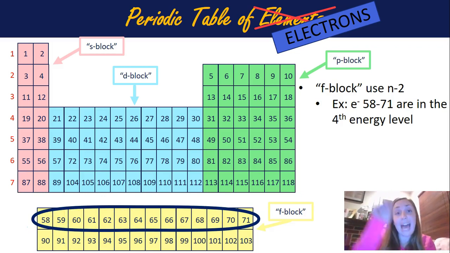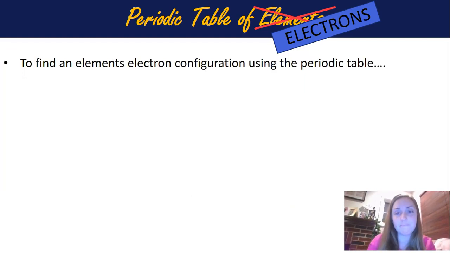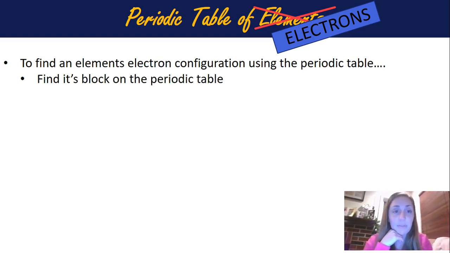Now, when we did those diagonal patterns, you'll notice the filling pattern will match that. It's just using the periodic table to read instead of making those annoying diagonal lines every time and drawing that chart all the time. You can just use the periodic table. So let's figure out how to do that. Here's a little cheat sheet for you if you want to see what energy level and what subshell things are in. All right, so here are the steps to find an element's electron configuration using the periodic table.